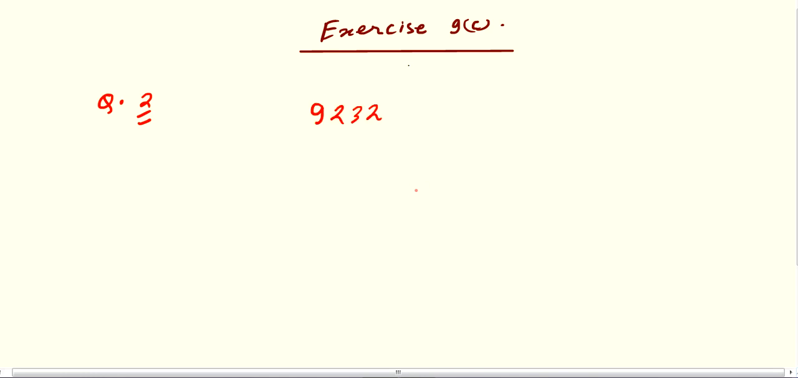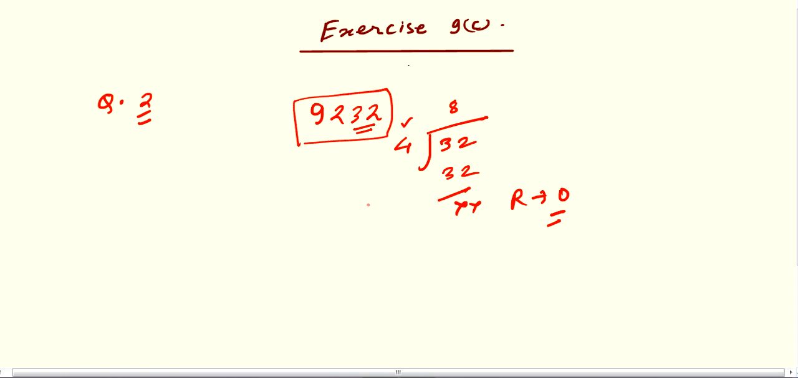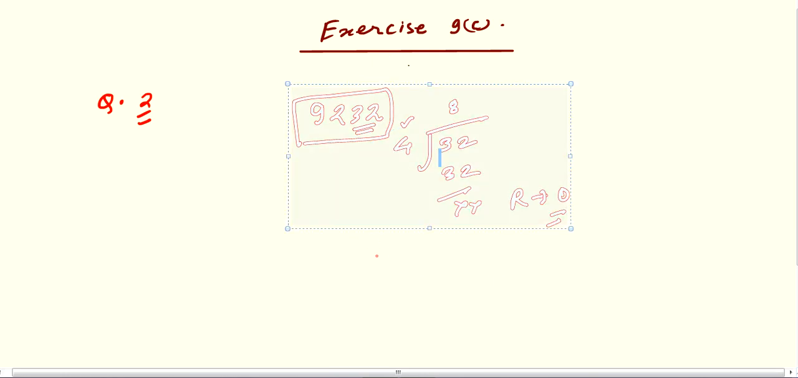9232. To check whether the given number is divisible by 4 or not, we have to divide the last two digits by 4. So 32, the last two digits, we have to divide by 4. 4 8 ja 32. Our remainder is 0. So the last two digits 32 are exactly divisible by 4. That means this given number is divisible by 4. In this way you have to solve question number 2.